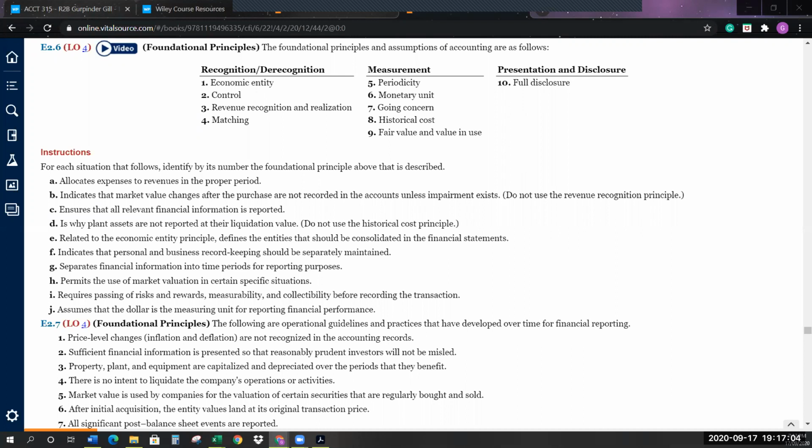All right. Moving on to E. Related to the economic entity principle defines the entity that should be consolidated in financial statements. This probably is one of the newer things that you probably wouldn't have seen up until now. What they're talking about is control. Now, control is an entirely different conversation. Frankly speaking, there is a whole course on control.